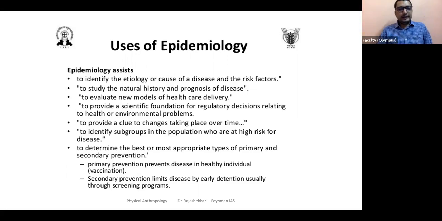And to provide a scientific foundation for regulatory decisions relating to health or environmental problems. We also need that understanding in order to make decisions and plans on what needs to be controlled and how it needs to be controlled. During the quarantine or lockdown period in India, people, especially the regulatory bodies, got time to understand its dynamics. And we started dealing with it a little better after the lockdown period.